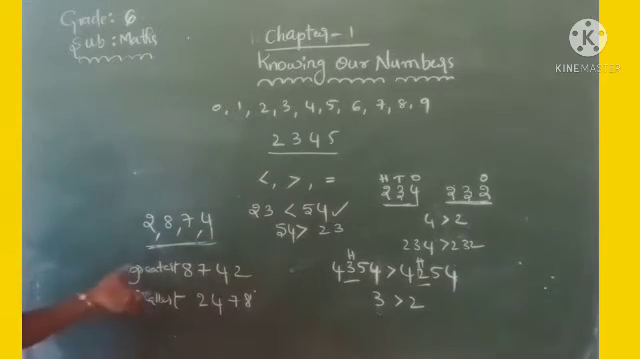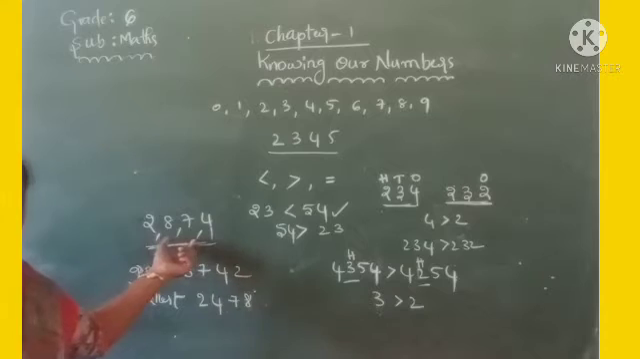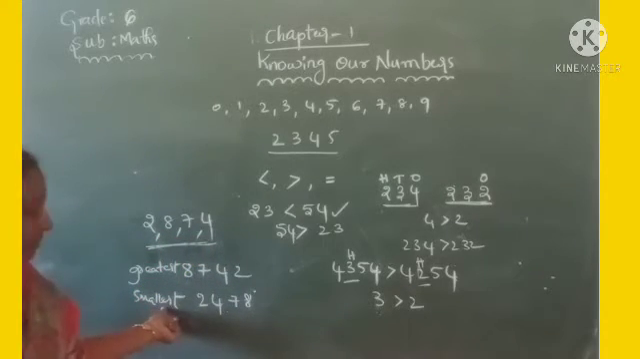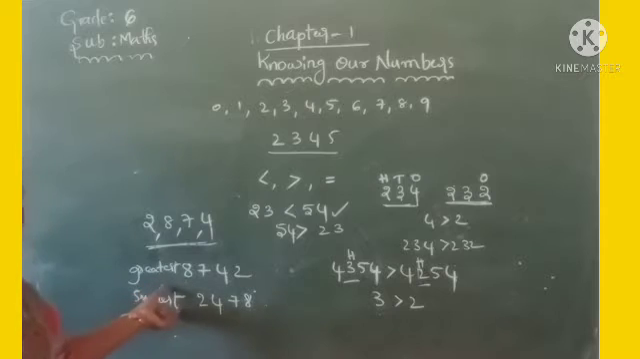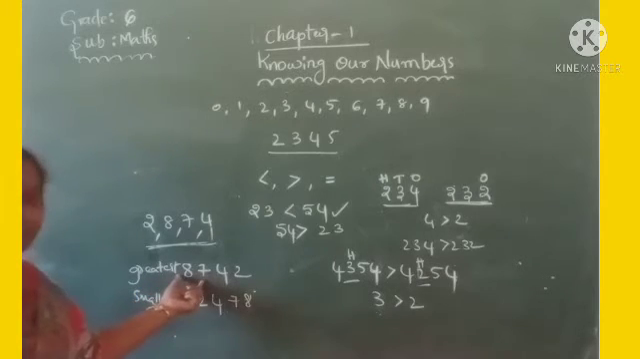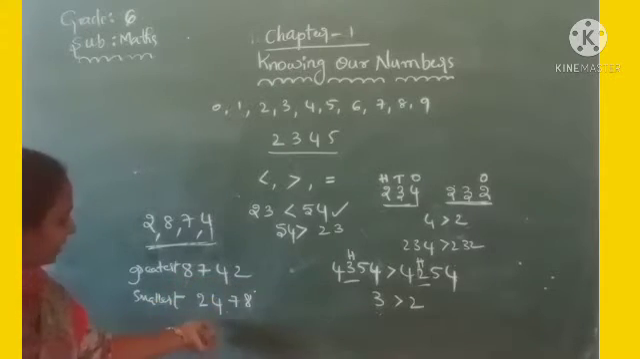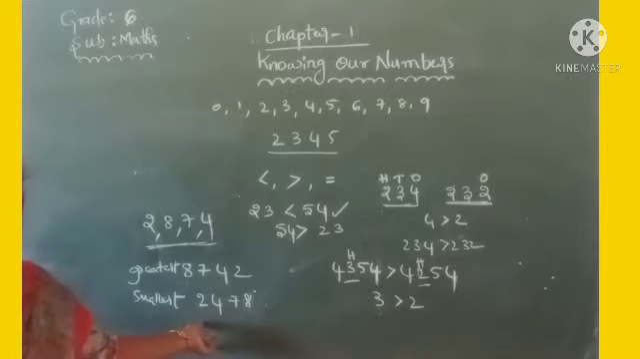2478. We can form a 4 digit number. We can form the greatest number and the smallest number. We can arrange them in ascending order and descending order. Observe, these are the descending order. Yes, descending order. It is the ascending order.